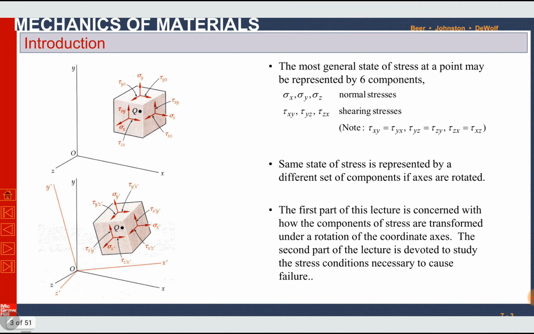Before that, we must know that in the general state of stress in a three-dimensional space in x, y, z planes, we have 6 components of stresses, 3 normal stresses and 3 shearing stresses. 3 normal stresses are perpendicular to the 3 normal planes. This sigma x is perpendicular to the x plane or yz plane, in the x direction. Sigma y is in the direction of y. Sigma z is in the direction of z.